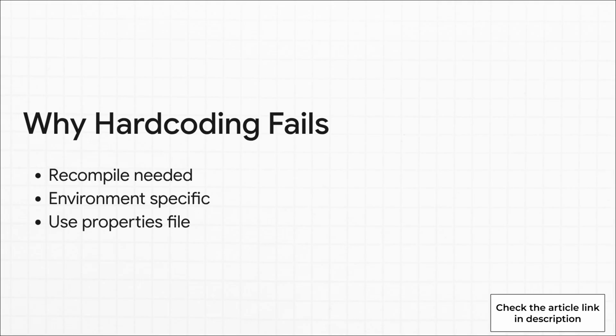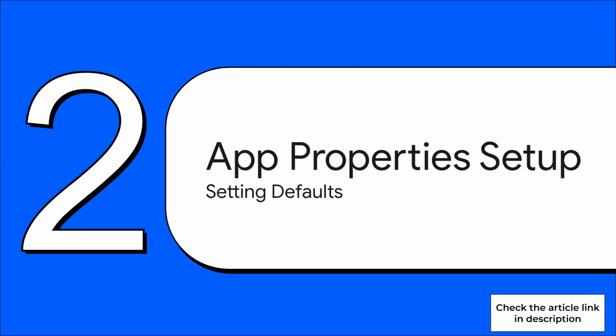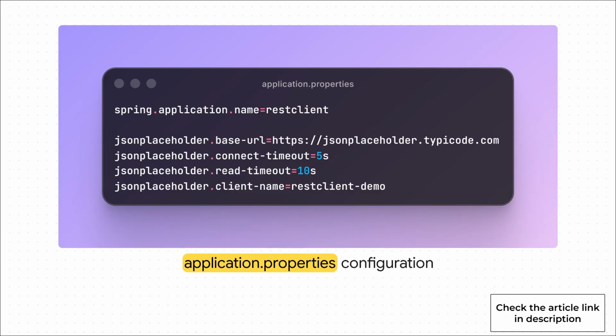The fix? We extract them out to your application.properties file or environment variables. Basically, separating your config from your code is just non-negotiable for a production-ready app. All right, part 2, setting up application properties. Let's actually look at the code and establish these properties.